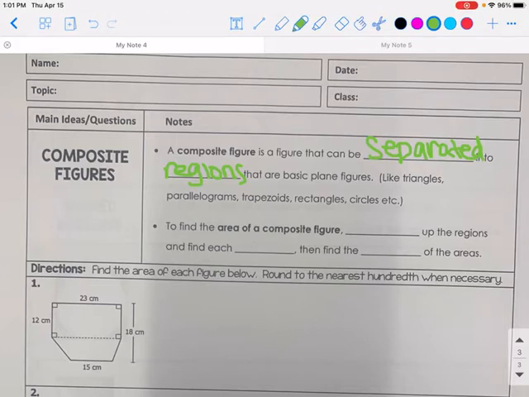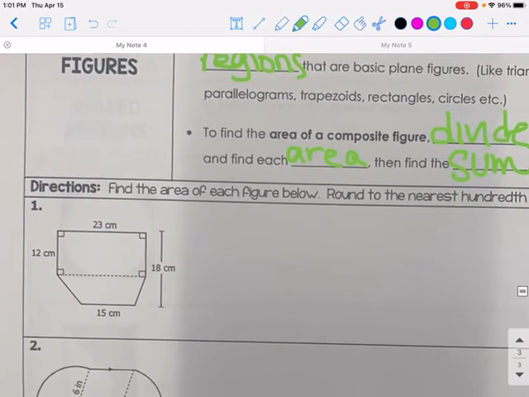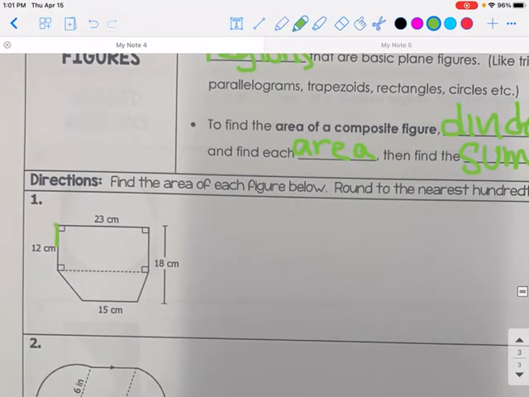To find the area of a composite figure, you divide up the regions and find the area of each of the divided parts, and then you find the sum to get the entire shape, okay? So let's break it down. In number one, I have a green rectangle, and I'm making myself a red trapezoid. Okay. So let's start with the rectangle.